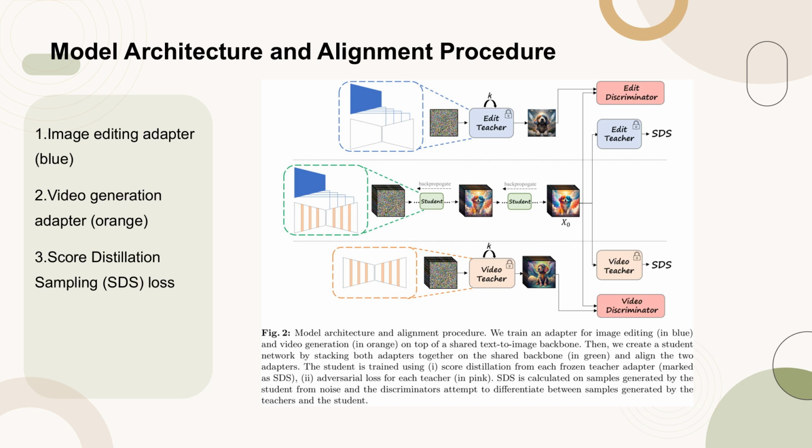We train an image editing adapter, in blue, and a video generation adapter, in orange, on top of a shared text-to-image backbone. The student network is created by stacking both adapters together on the shared backbone, in green, and aligning the two adapters. The student is trained using score distillation from each frozen teacher adapter, marked as SDS, and adversarial loss for each teacher, in pink. SDS is calculated on samples generated by the student from noise, and the discriminators attempt to differentiate between samples generated by the teachers and the student.